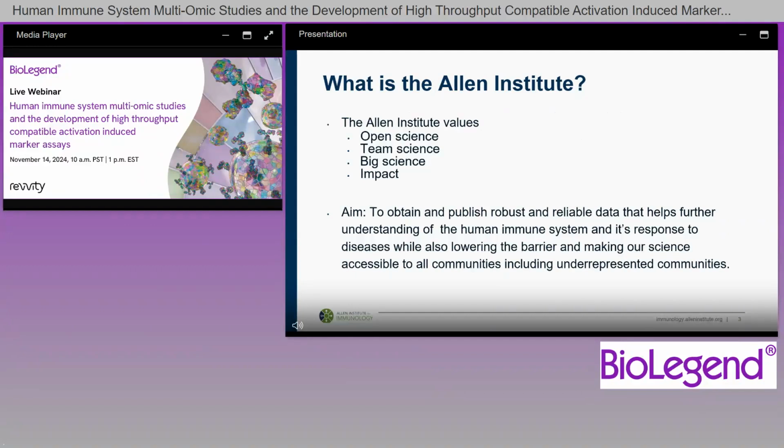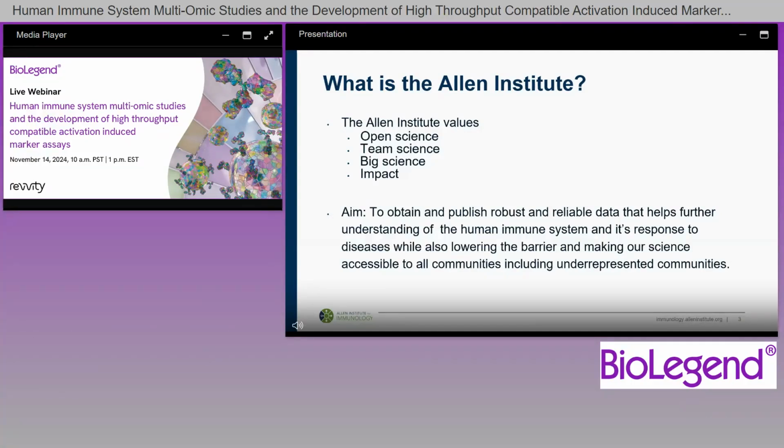Here at the Allen Institute for Immunology, we have this goal of advancing and understanding the immune system, and we're doing this by employing a full spectrum of omics tools to understand molecular pathways and mechanisms that are responsible for the development and progression of disease.